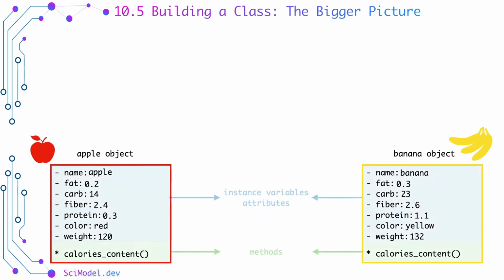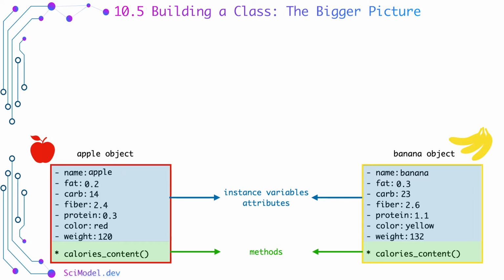The variables within an object are called either instance variables or attributes, and the functions within objects are called methods. Therefore, the variables name, fat, carb, fiber, protein, color, and weight are attributes, and the calories content function is called a method. Although the apple and banana objects share the same properties, each fruit has its own attribute values.